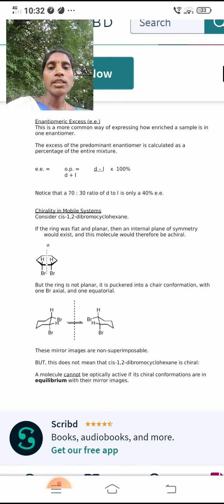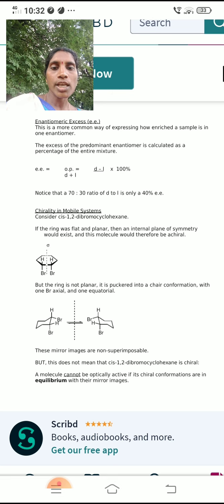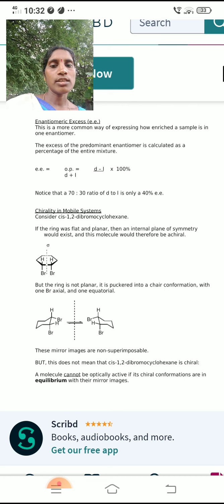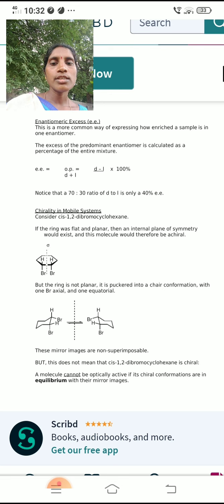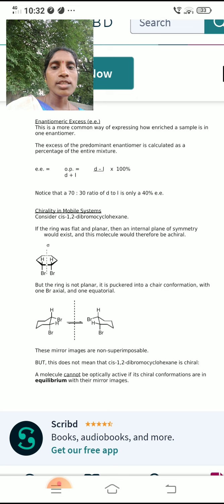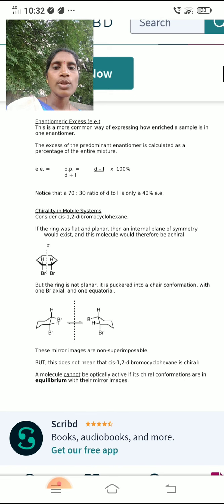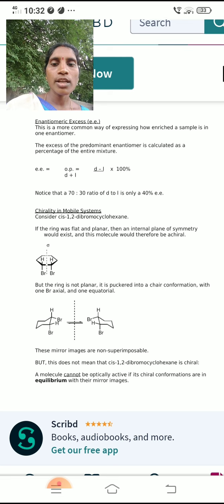Notice that a 70:30 ratio of D to L is only a 40% enantiomeric excess. Here 70% is the major enantiomer and 30% is the minor enantiomer. So the enantiomeric excess equals the major enantiomer minus the minor enantiomer, that means 70 minus 30, which is equal to 40%. Here this 40% is the enantiomeric excess.